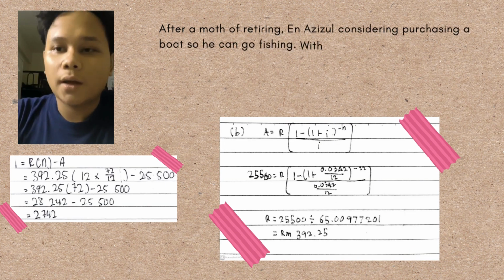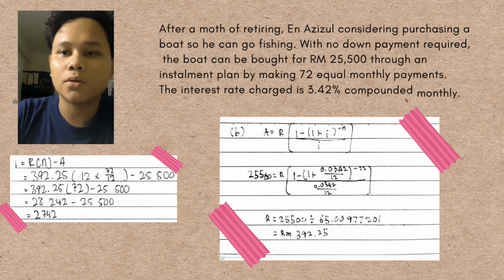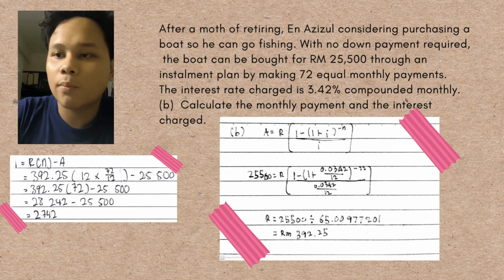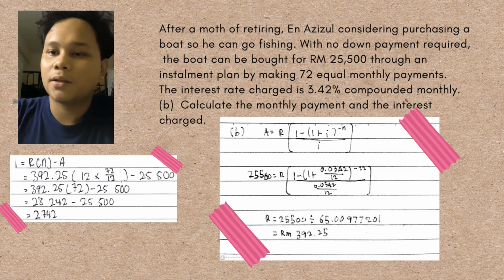Question B. After a month of retiring, Encik Azizul is considering purchasing a boat so he can go fishing. With no down payment required, the boat can be bought for RM25,500 through an installment plan by making 72 equal monthly payments. The interest rate charged is 3.42% compounded monthly. Calculate the monthly payment and the interest charge.